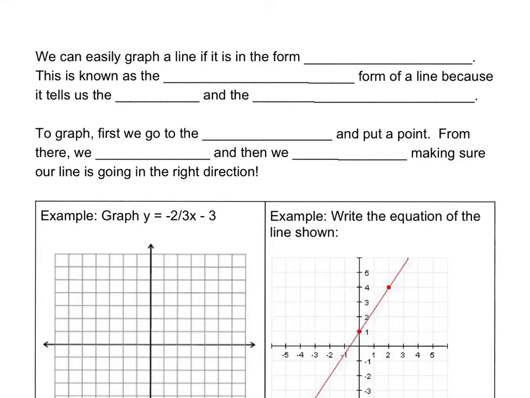All right, we'll wrap up our last page of notes for this section before we do some good practice and a deep dive into practicing these lines. We can easily graph a line if it's in the form that we are familiar with, and that is our y equals mx plus b. And again, this is known as the slope-intercept form.